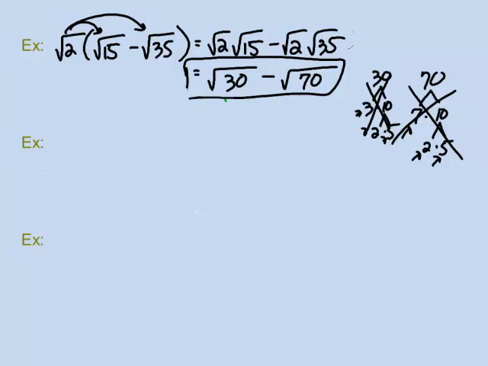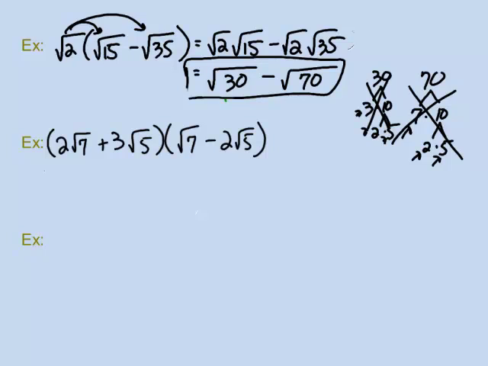Now let's look at this problem. We've got the quantity 2 times the square root of 7 plus 3 times the square root of 5, multiplied to the quantity square root of 7 minus 2 square root of 5. That's a binomial times a binomial, so I'm going to choose to FOIL it.